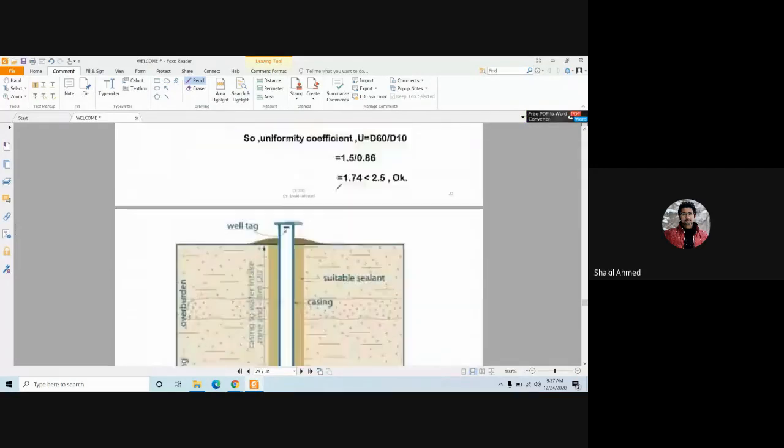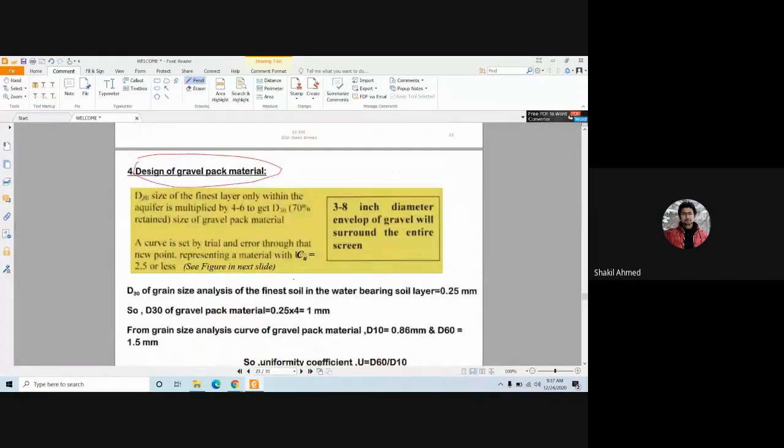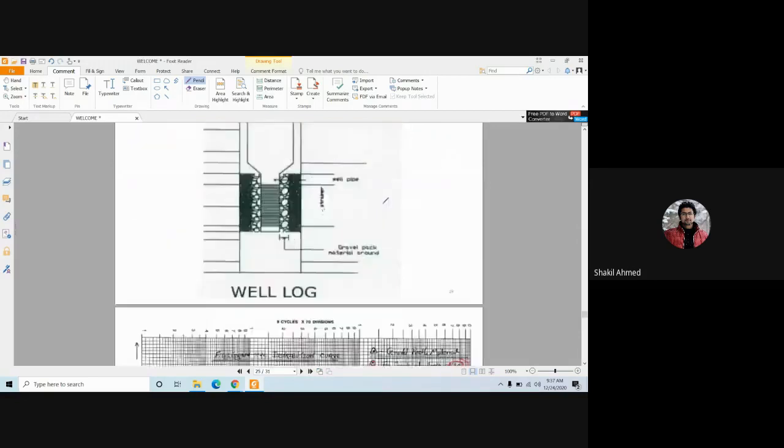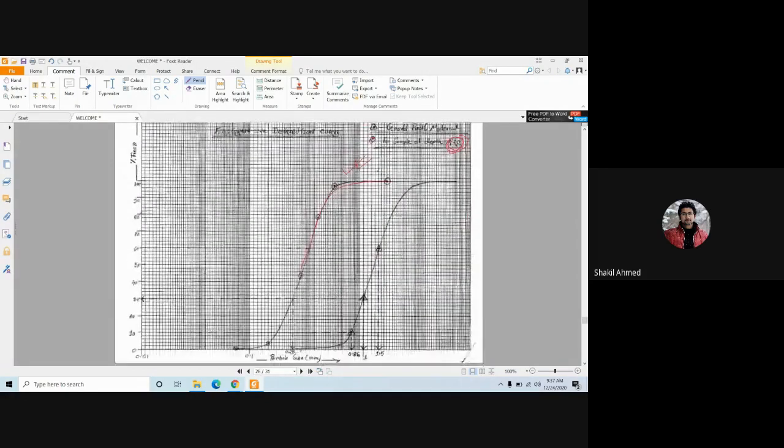Okay. Now, how do you do that? D30 size of the finest layer only within the aquifer is multiplied by 4 to 6 to get D30 size of the gravel pack material. That means calculate the D30 of this particle. Calculate it, D30.